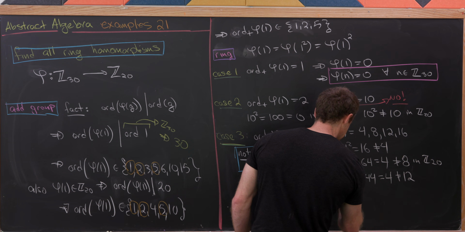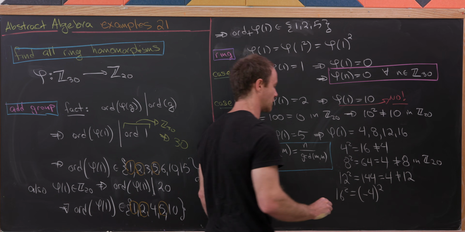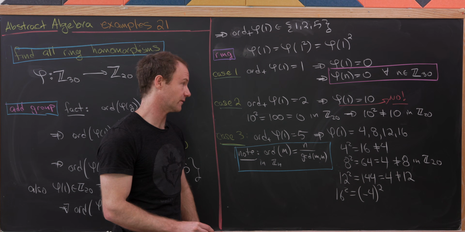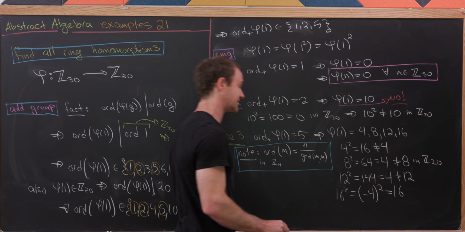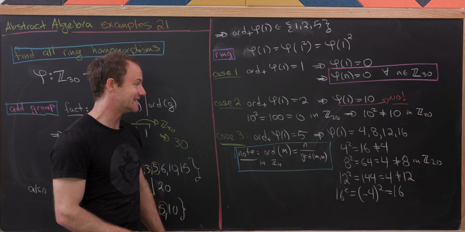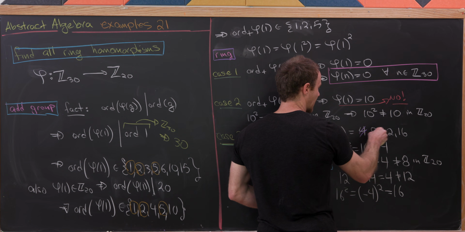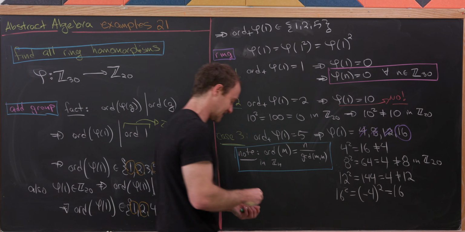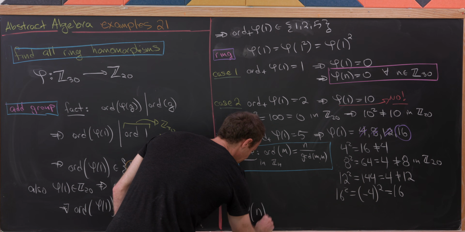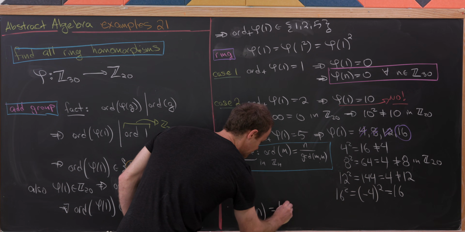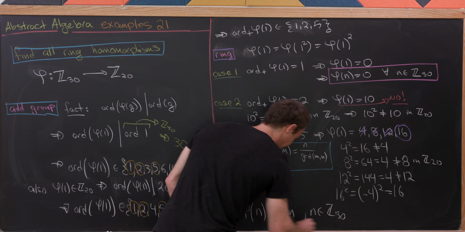And then finally, let's move on to 16. I'm actually going to write 16 squared as negative 4 squared, because 16 is negative 4 inside of Z20, and that makes it a little bit easier. Oh, but that is equal to 16. So 16 is an idempotent. So from that calculation, we see that 4, 8, and 12 are impossible, but 16 is possible. And that gives us our ring homomorphism that sends n to 16 times n for all n in Z30.